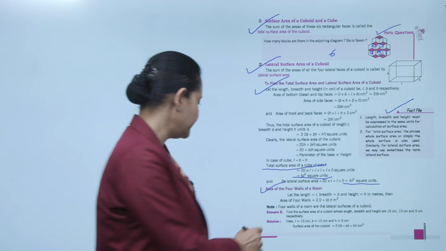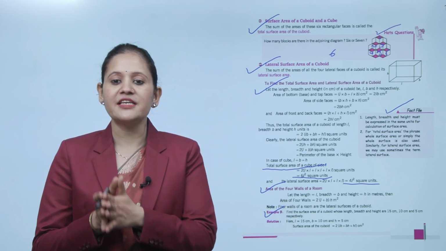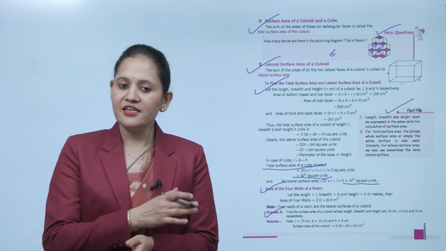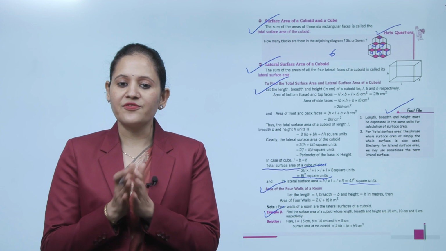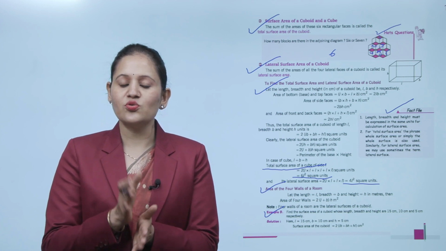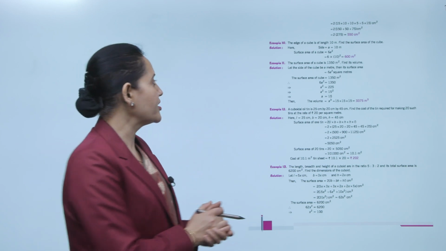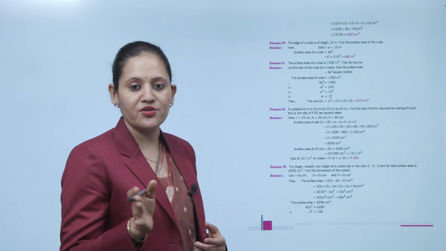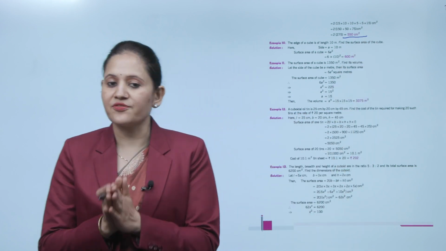Now we'll take an example. Find the surface area of the cuboid whose length, breadth and height are 15 cm, 10 cm and 5 cm respectively. Here the length is 15 cm, breadth is 10 cm and height is 5 cm. So the surface area of the cuboid is equal to 2 into (L into B plus B into H plus H into L) centimeter square. We will put the respective values: 2 into (15 into 10 plus 10 into 5 plus 5 into 15), that is equal to 550 centimeter square. That is the total surface area. Clear?